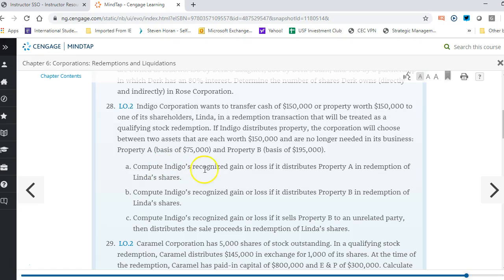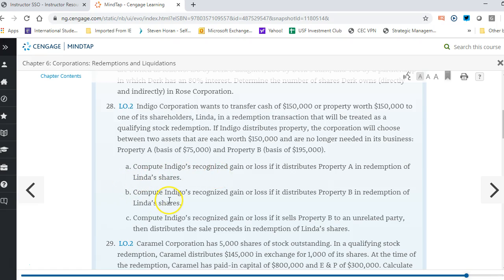So for part A, indicate the gain or loss by Indigo. So this is the corporation if it distributes property A in redemption of Linda's shares. So for part A, it's pretty simple. It's a $75,000 gain. The 150 fair market value minus the basis 75. So the answer for A is a $75,000 gain.